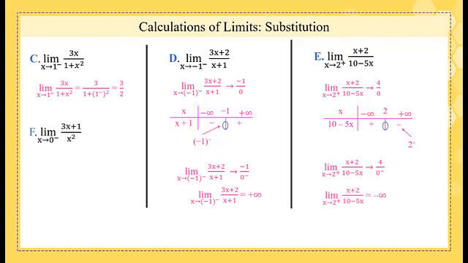The last example, the limit as x tends to 0 minus of 3x plus 1 over x squared. It will be 1 over 0 plus, since 0 minus squared is 0 plus, so it will become plus infinity.